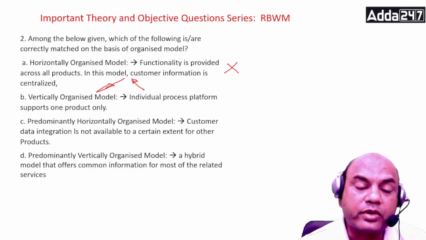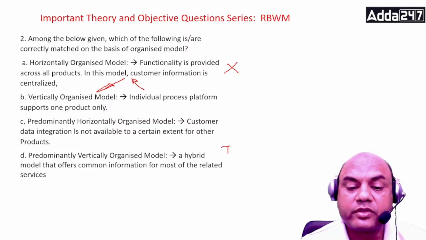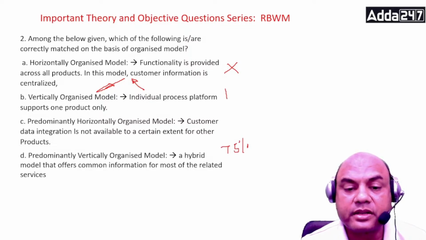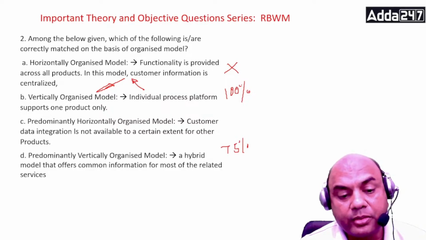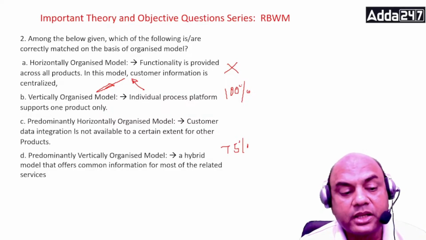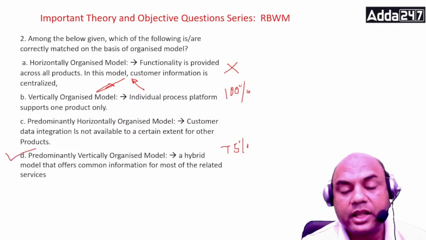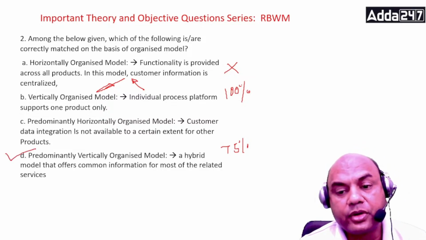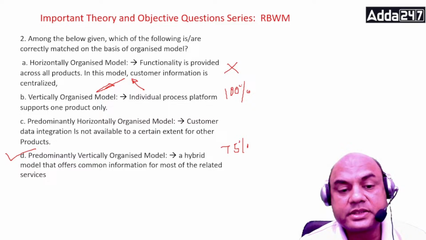So what did I say about vertically? Almost 75% is vertically model, meaning 75% is centralized. Here it is 100% centralized in vertically. So is this matching a hybrid model that offers common information for most of the related services? That is true. So the answer over here will be D, because it matches. 75% means what? Almost all the products, right? So the answer is D over here.